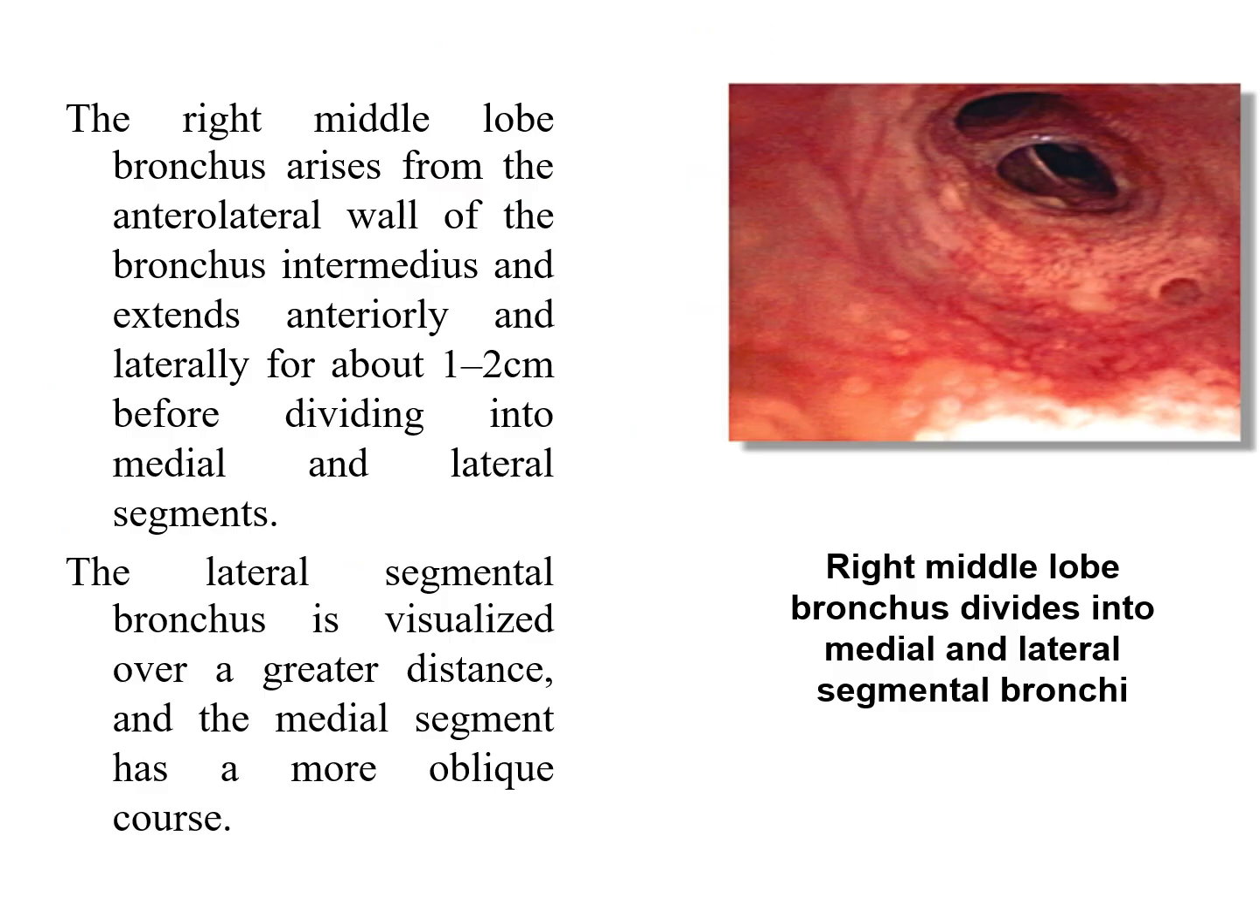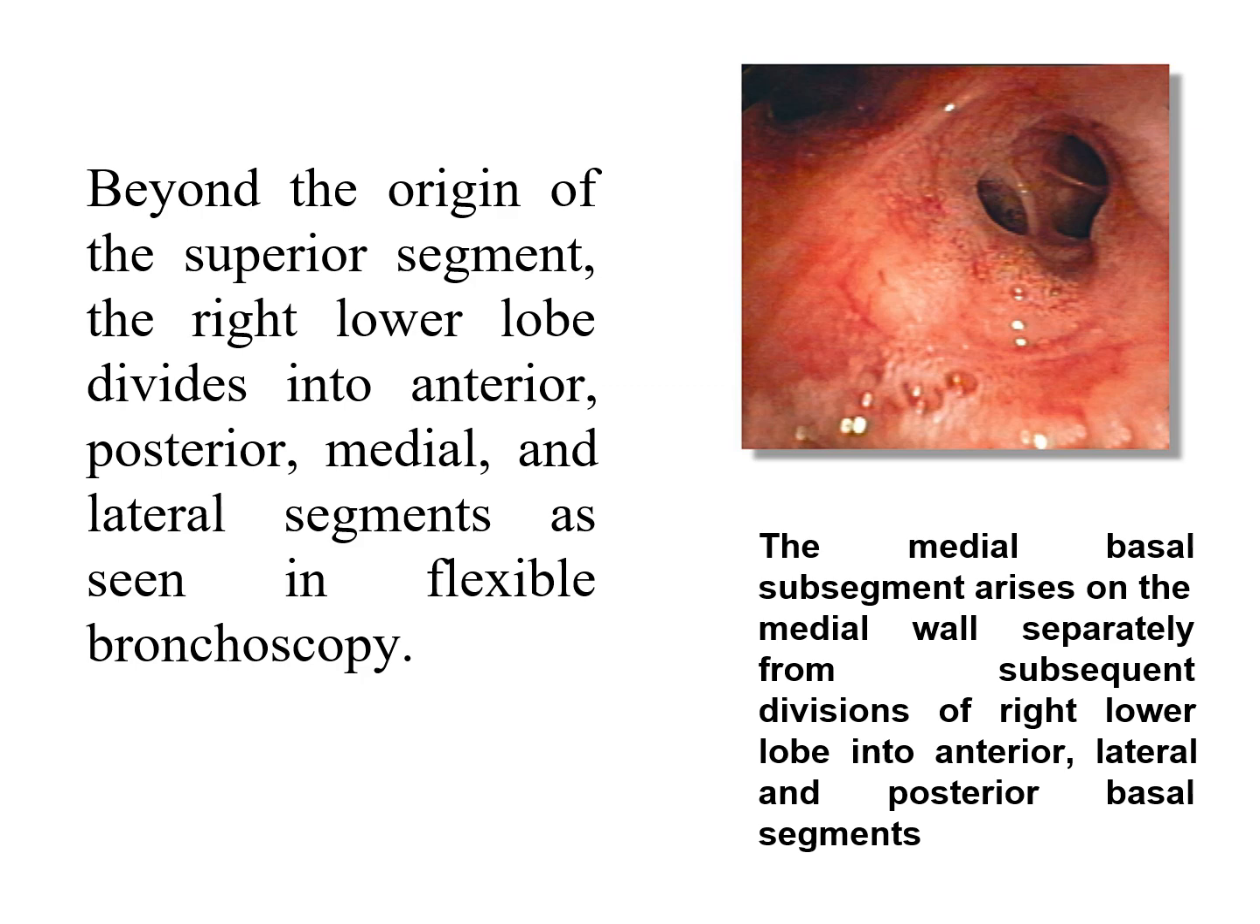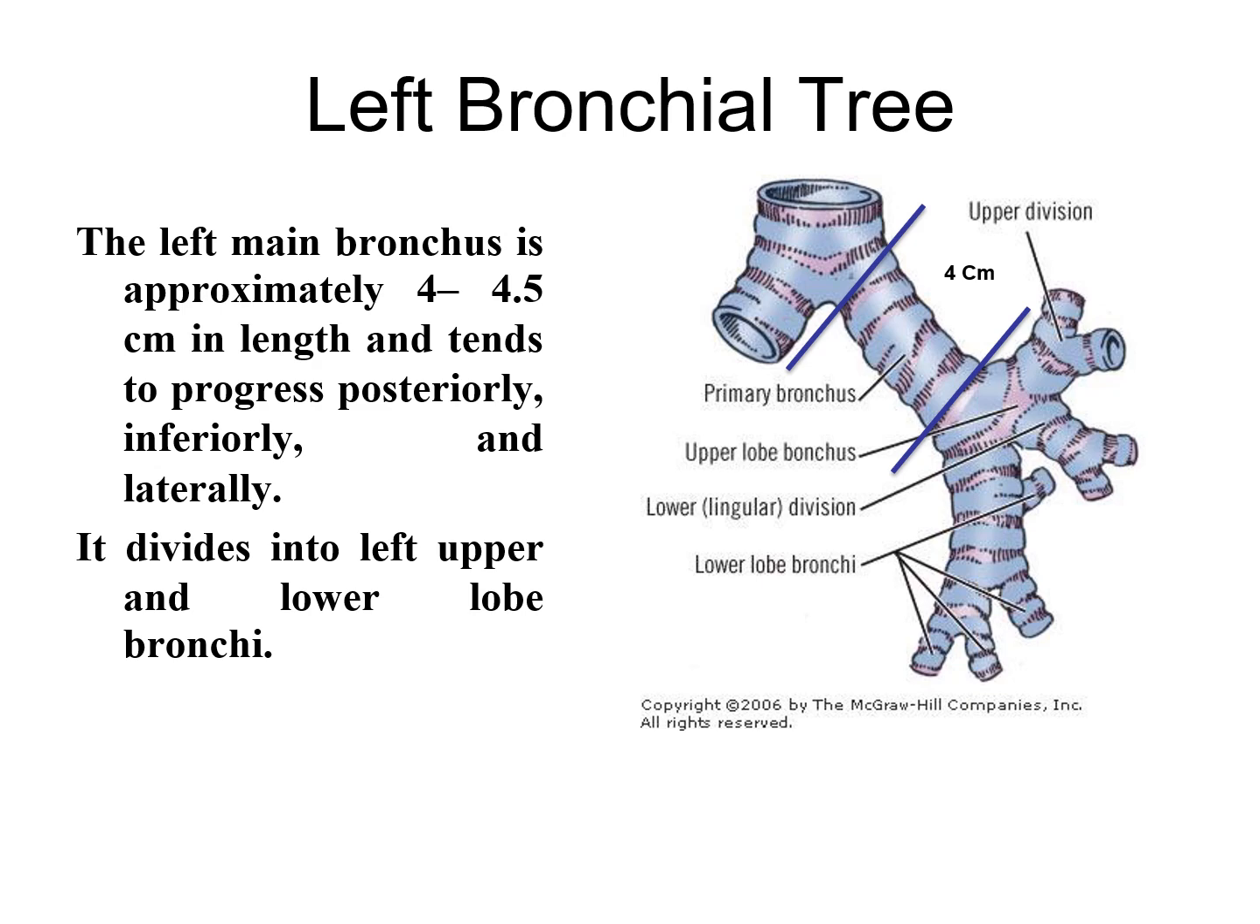The right middle lobe bronchus arises from the anterolateral wall of the bronchus intermedius and extends anteriorly and laterally for about 1 to 2 centimeters before dividing into medial and lateral segments. The lateral segmental bronchus is visualized over a greater distance, and the medial segment has a more oblique course. Beyond the origin of the superior segment, the right lower lobe divides into anterior, posterior, medial, and lateral segments as seen in flexible bronchoscopy. Left bronchial tree.